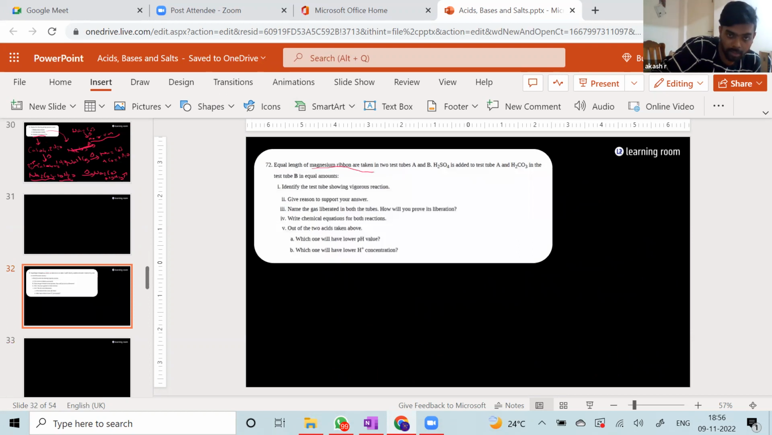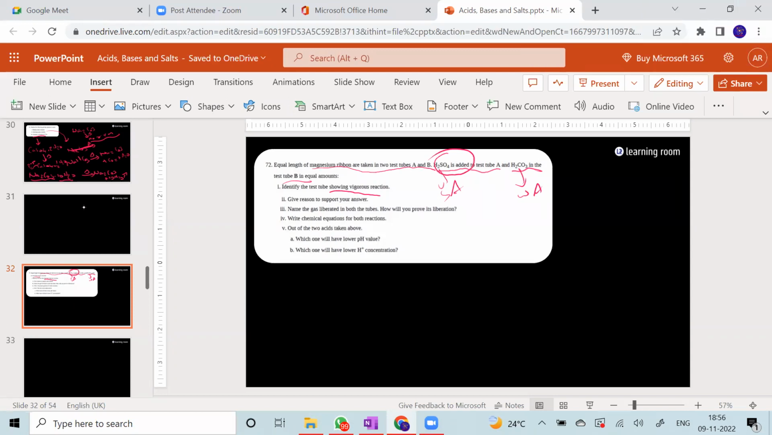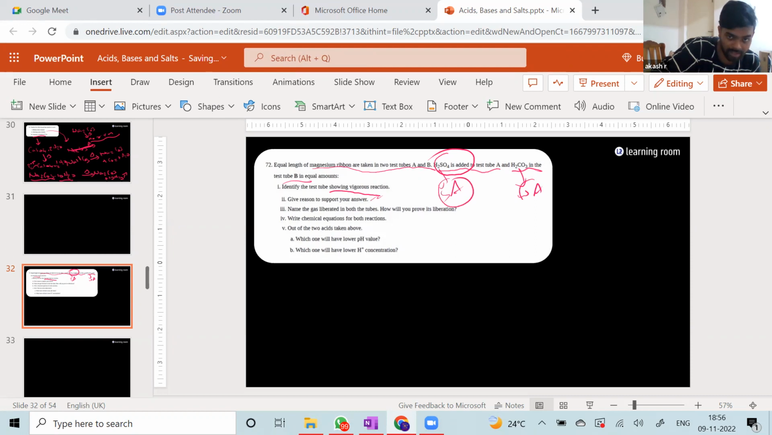Equal lengths of magnesium ribbon are taken in two test tubes A and B. H2SO4 is added to test tube A and H2CO3 is added to test tube B. Now, easily you can understand that H2SO4 is going to be a strong acid. H2CO3 is going to be a weak acid. Now, identify the test tube showing a vigorous reaction. Obviously, test tube A, which has the strong acid, is going to have a vigorous reaction. Give reason to support your answer. Yes, it's because it's a strong acid and the other is a weak acid. Name the gas liberated in both the test tubes, and obviously it's H2.